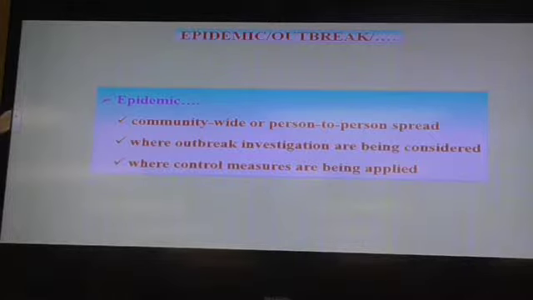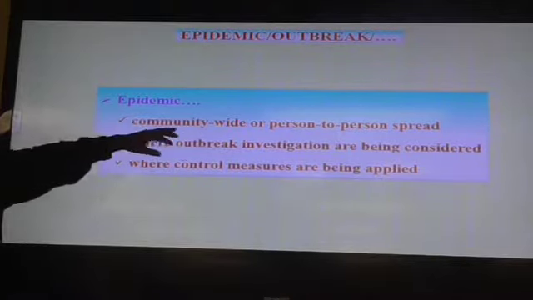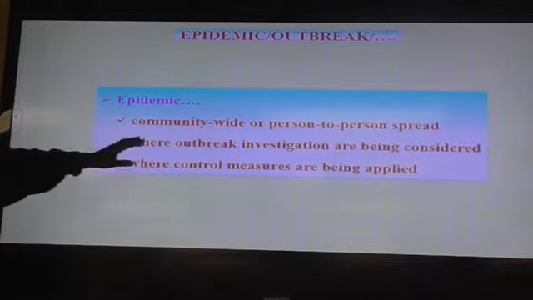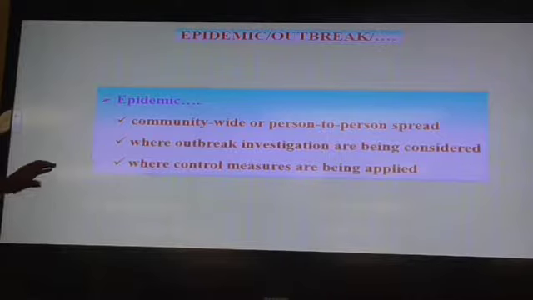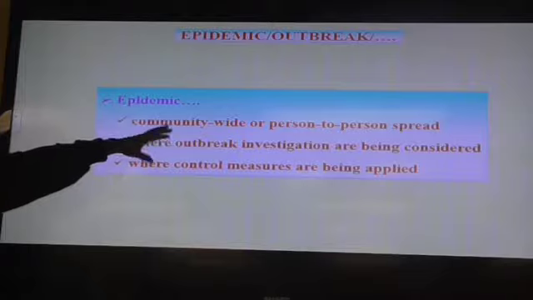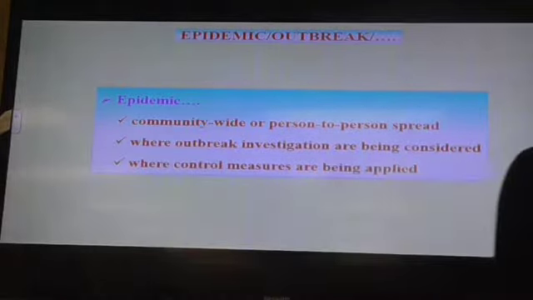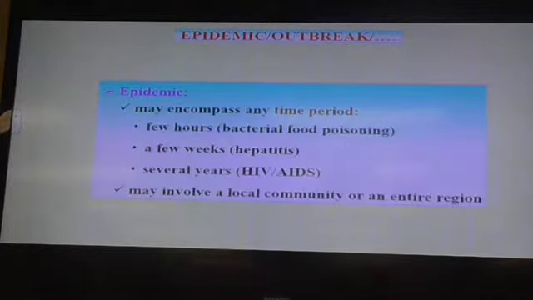Under this condition, we can also say an epidemic is occurring whenever there is community-wide person-to-person spread of disease, or where an outbreak investigation is being considered or conducted, and also when control measures are being applied. This is where we can declare that an epidemic is going on. The disease is spreading from person to person, or the outbreak investigation is already going on, or control measures are being applied.